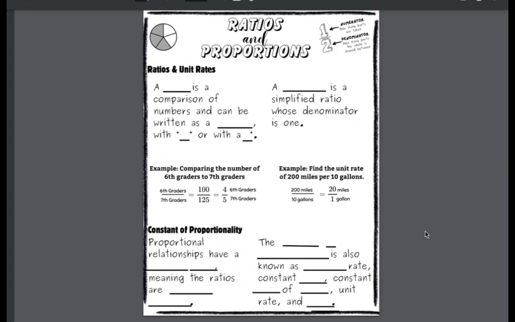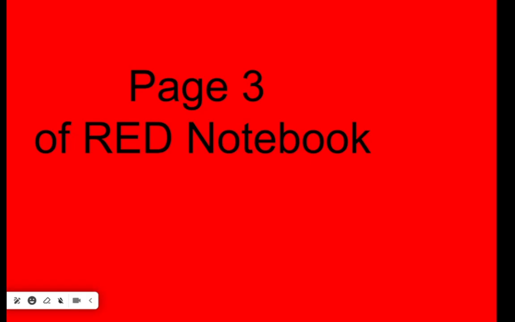Seventh grade. We're going to do our notes for ratios and proportions today. Make sure you have a paper that looks like this. It says ratios and proportions. And then also make sure that you have your red notebook out on page 3.